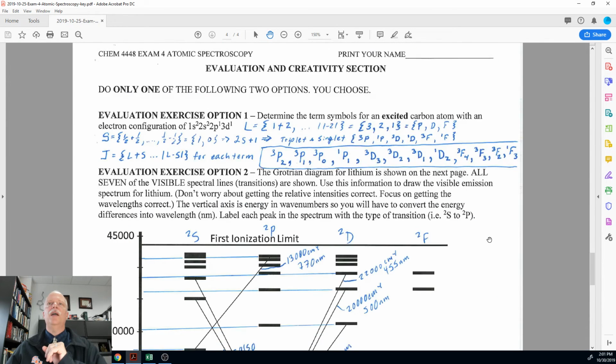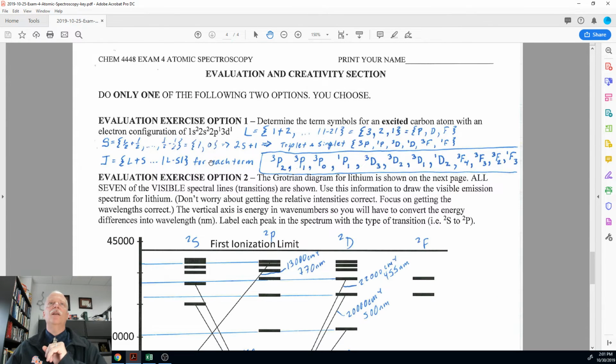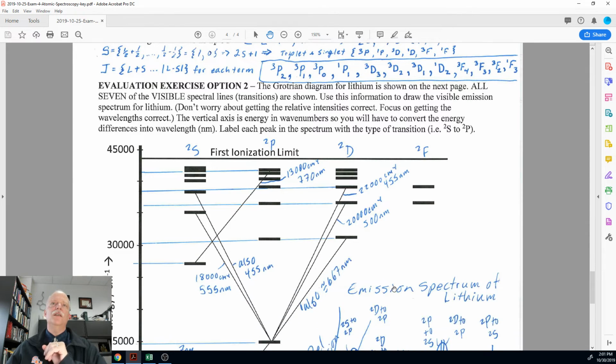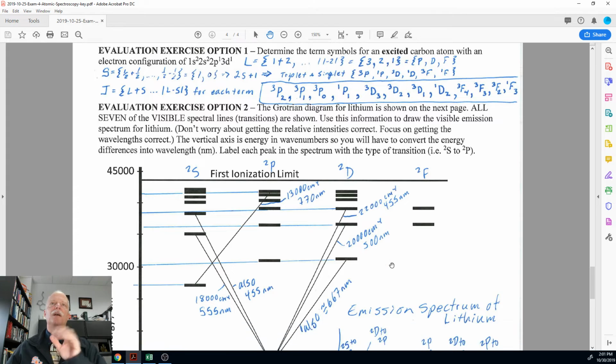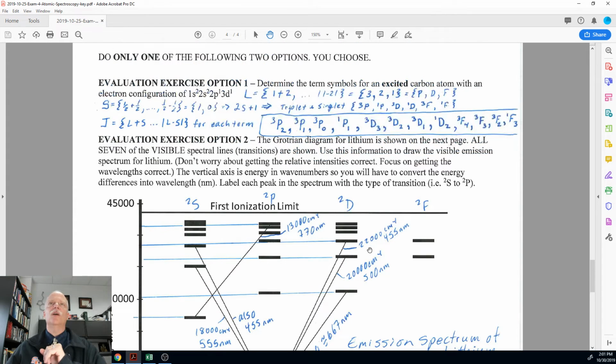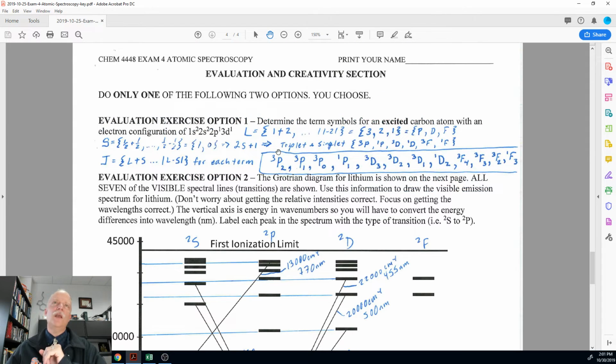Moving on to the next page, everybody in the class did this term symbol problem. No one tried the simulated spectrum, but that's okay. I'm going to assign the simulated spectrum as a homework question next. So determine the term symbols for an excited carbon atom with an electron configuration of 1s2, 2s2, 2p1, 3d1.